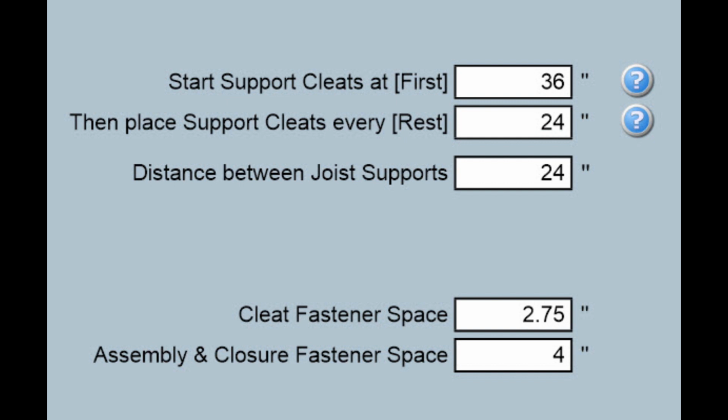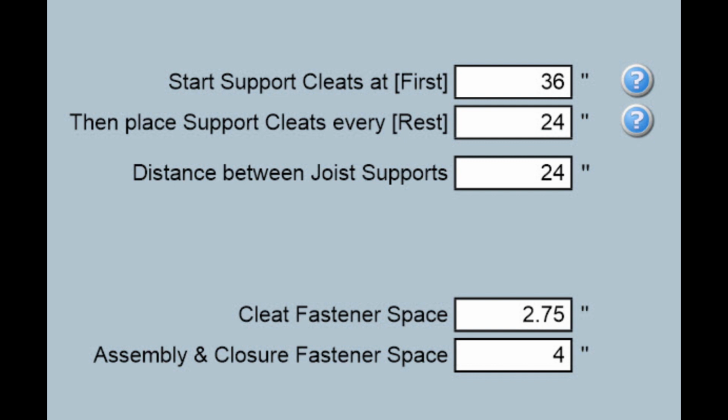Fastener spacing. These values indicate that the fastener being used attaching cleats to the plywood will be 2.75" apart. This is a common setting when using staples. If you typically use nails or other fasteners, you may want to increase this value. The assembly and closure fasteners are defaulting to 4".